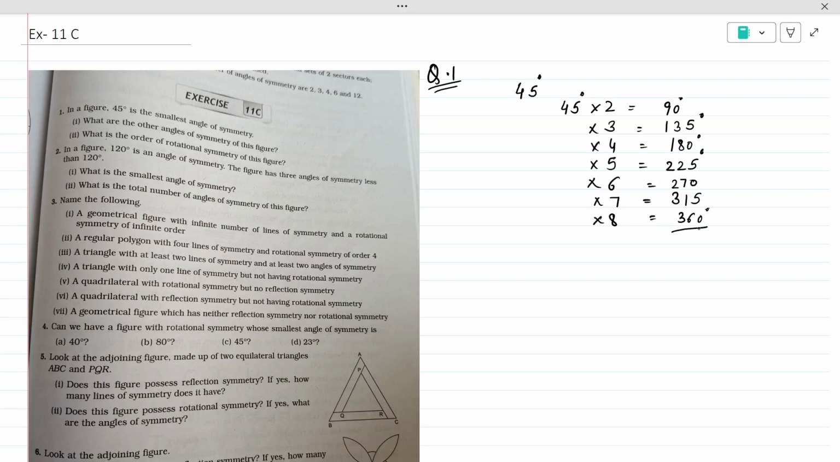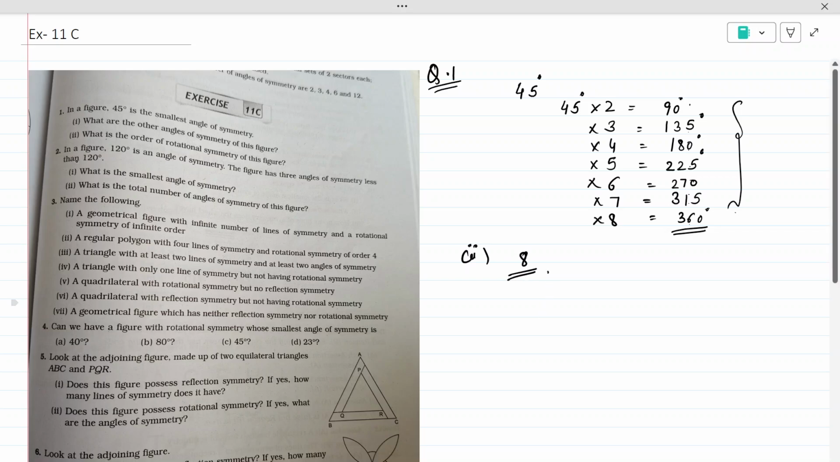So that is the end of it, because we have to reach till 360 degree in order to find the angle of symmetry. Okay, so all these are the other angles of symmetry, and similar questions we have done in Ganit Prakash also. Now, second part is, what is the order of rotational symmetry? So 1, 2, 3, 4, 5, 6, 7, 8. So the order of symmetry is 8 here. Why? Because we have 8 angles, right?